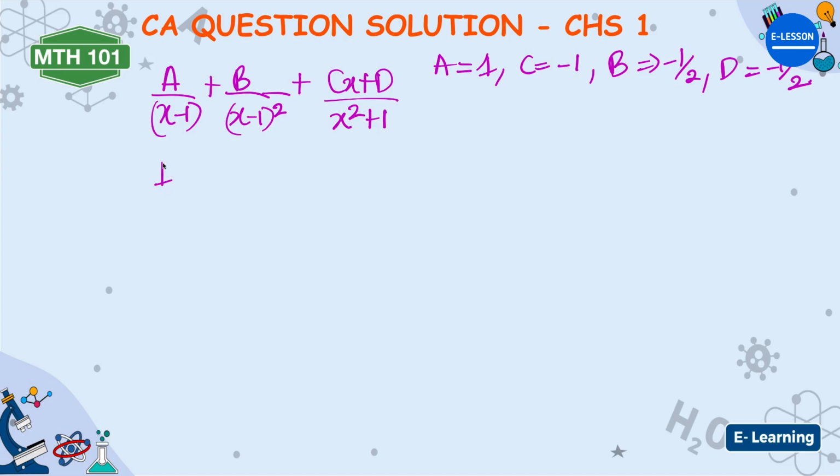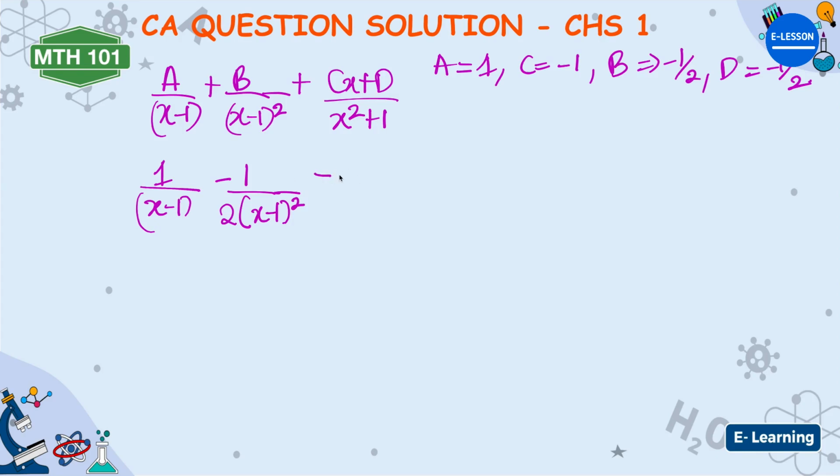So the partial fraction will be 1 over (x minus 1) plus, now b is negative, so that negative will affect its positive here, so it will be minus. You can decide to put 1 over 2, but these two can come down to give us minus 1 over 2 bracket (x minus 1) squared plus (cx + d). C is what? Minus 1. So that minus 1 will definitely affect this positive sign here.